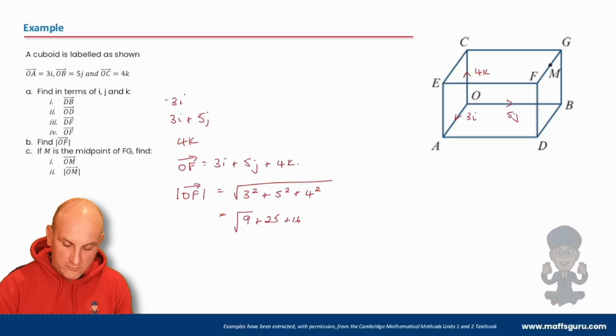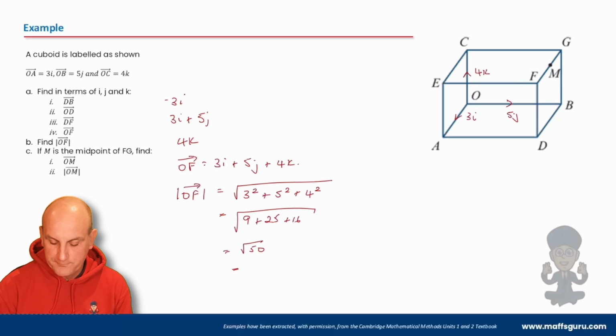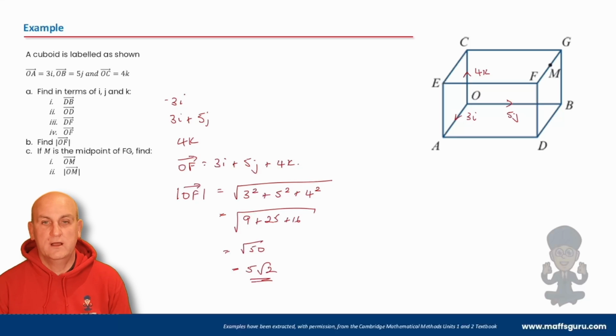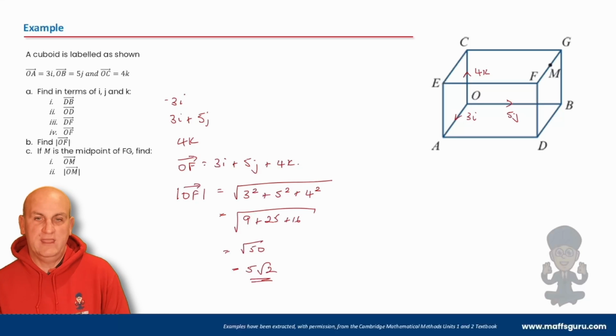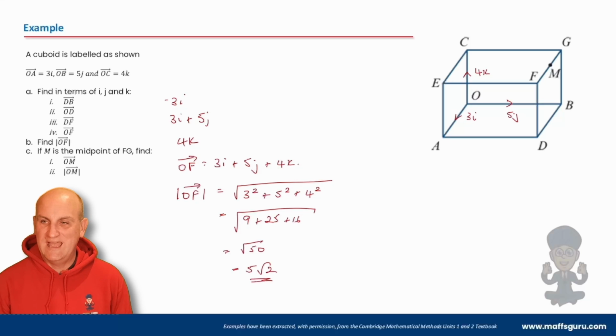And I'm going to square root all of that, which is basically the root of 50. And that gives me 5 root 2 as my correct answer. If M is the midpoint of FG, find O to M.